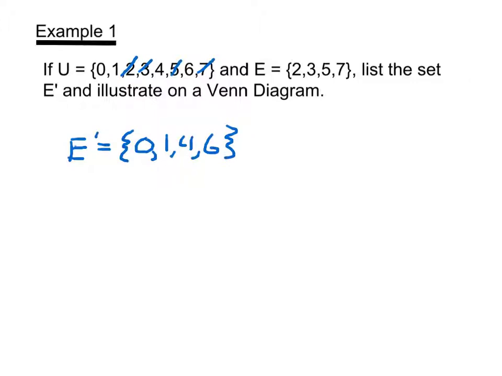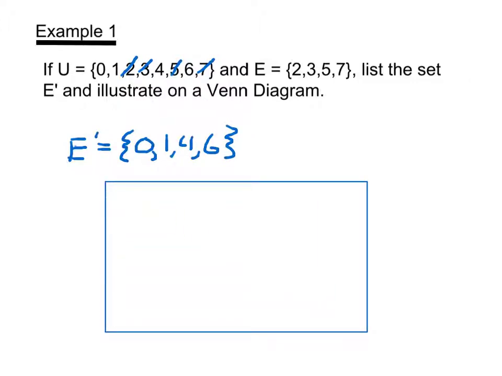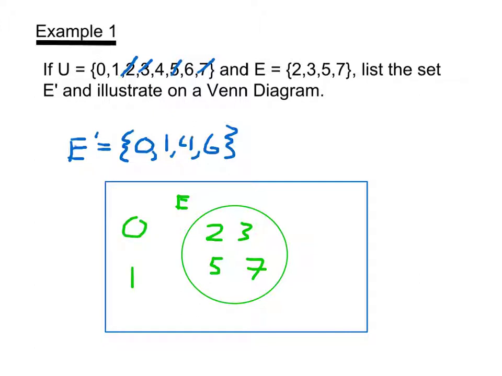Now we can represent this on a Venn diagram where we have set E inside and the universal set inside the box. So within set E, we have 2, 3, 5, and 7. And all the numbers that are outside the circle but still within the box are 0, 1, 4, and 6. So this is E prime. And if we take a look at all the numbers inside the box, we should have the universal set.